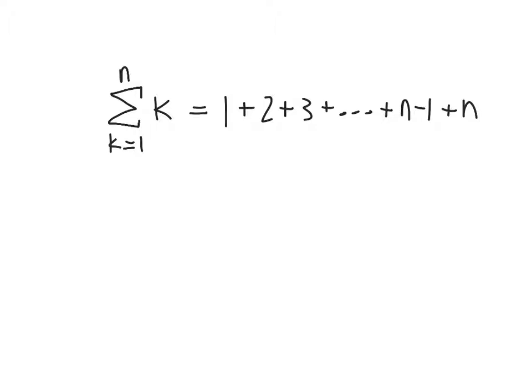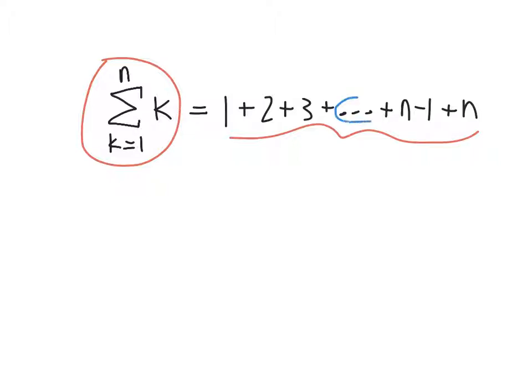Okay, so I know that the value of this summation is whatever the answer to 1 plus 2 plus 3 plus 4 all the way to n is. Well, this isn't really a formula. It doesn't help me, because these three dots are a mystery, and we can't deal with a mystery. So I'm going to do something different. Let's write this notation out in a slightly different way. I'm still going to write the same thing over here. This is the thing we're trying to find.